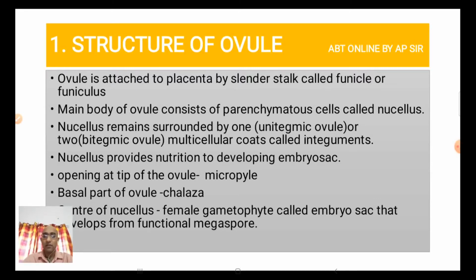Got it? Now the nucellus remains surrounded by one or many coats. An ovule where a single coat is found is called a unitegmic ovule, and an ovule where two coats are found is called a bitegmic ovule. Now these coats surrounding the ovule are called integuments. Remember it, whether single or two, the coats that surround the ovule are known as integuments.